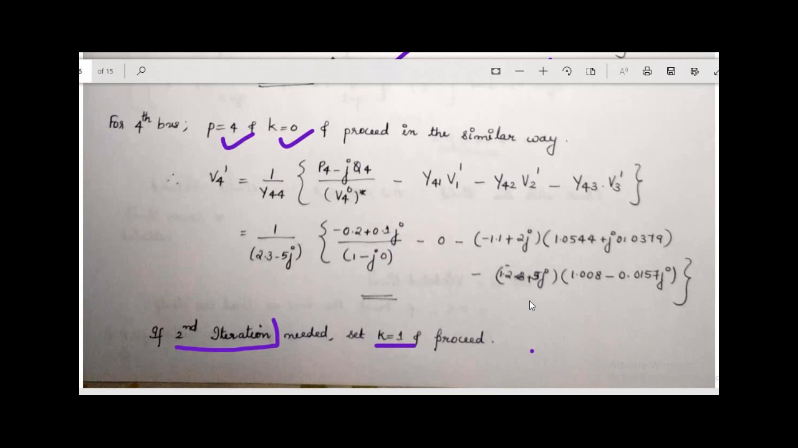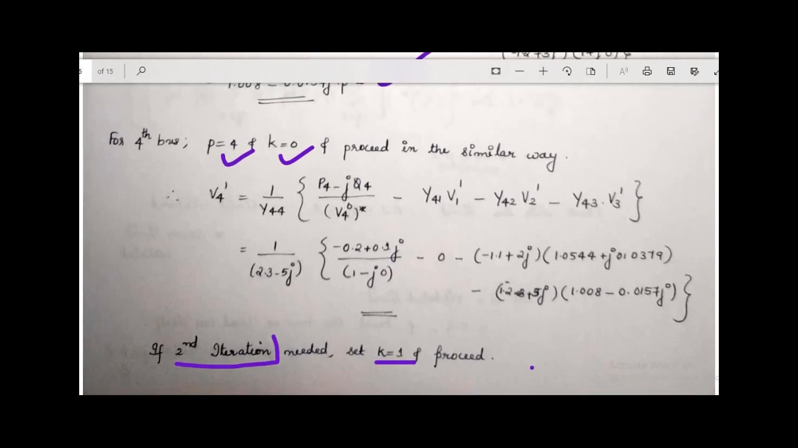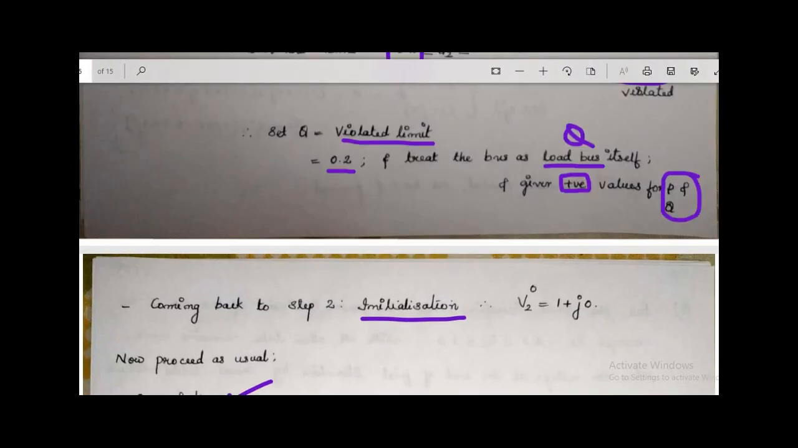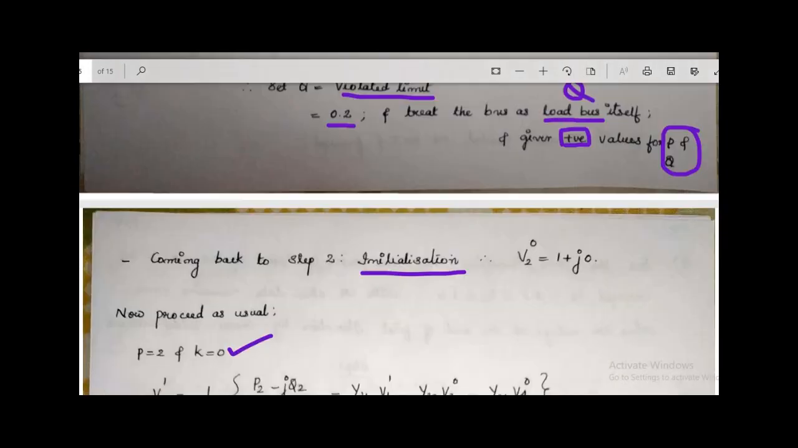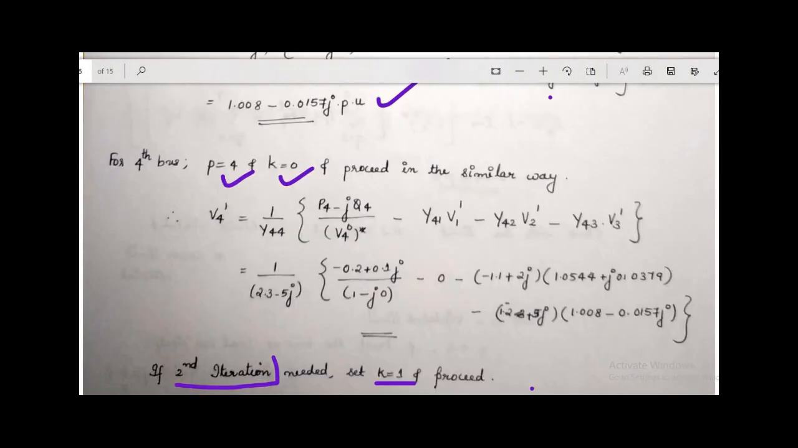So this is a special case and this is an exceptional case. What was this exceptional case? That is, the limit is violated. Which limit is violated? Lower limit. You'll be setting reactive power value equal to the violated limit and you'll be treating the bus as load bus, but the value of active and reactive power will be given as positive. Okay, I hope this is clear to you.